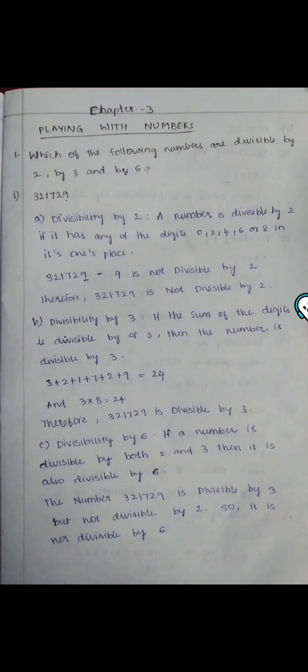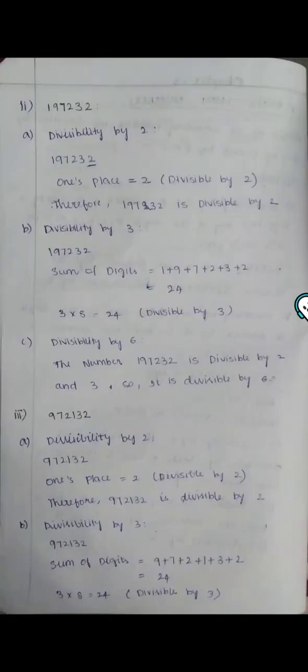And coming to the next divisibility rule, that is divisibility by 6. If a number is divisible by both 2 and 3, then it is also divisible by 6. Here they have given that it should be divisible by both 2 and 3. So this particular number is divisible by 3, but it is not divisible by 2. So we can directly say that it is not divisible by 6. Coming to the next bit, and the next bit is 197232. We'll check the divisibility by 2.